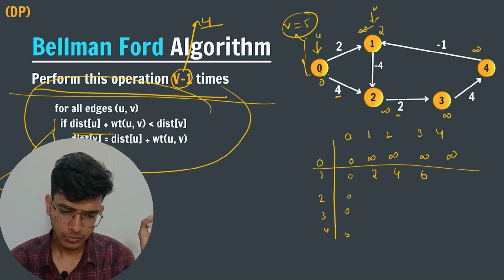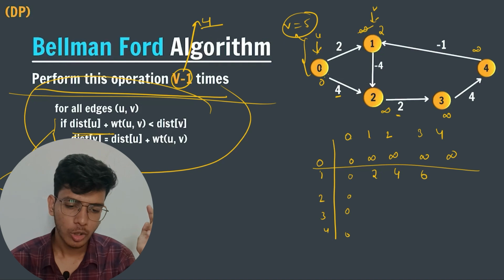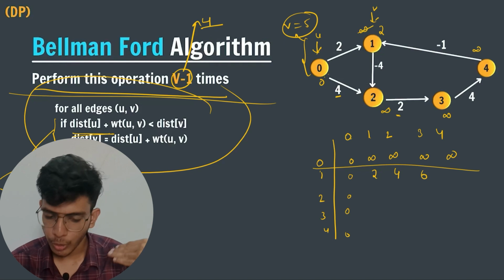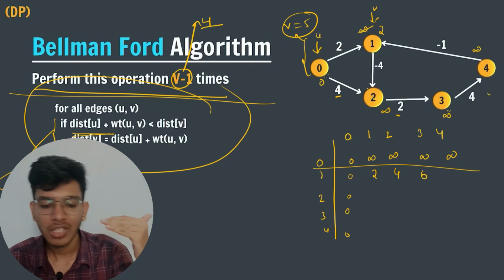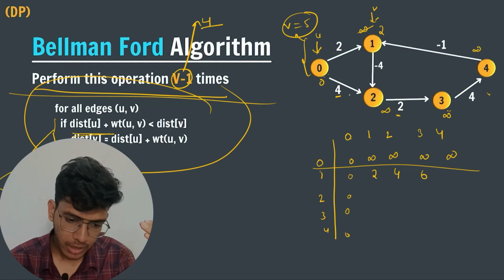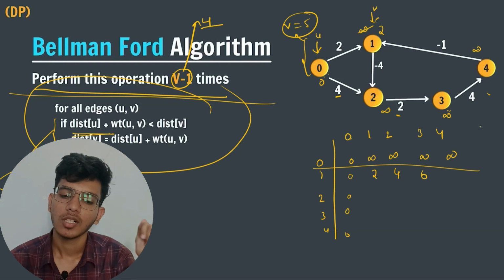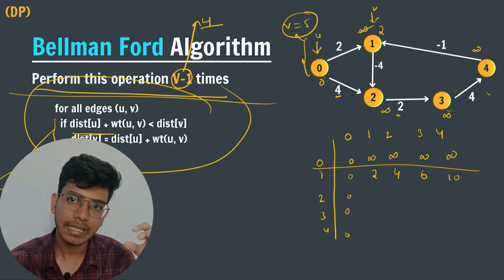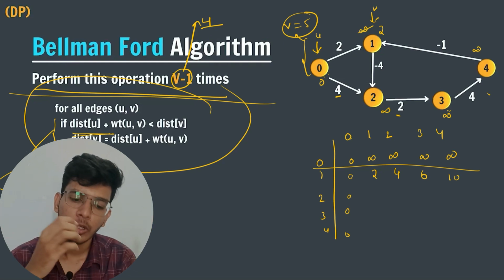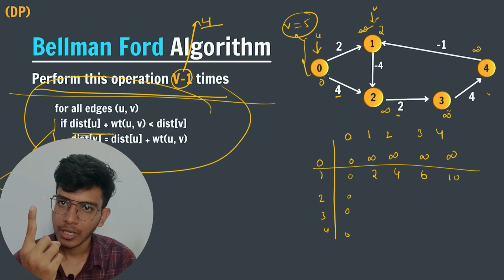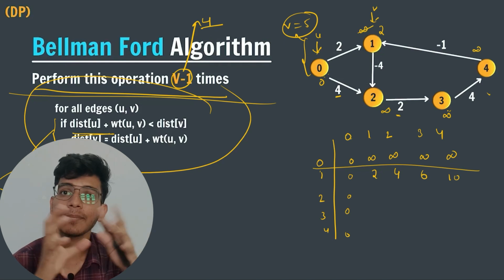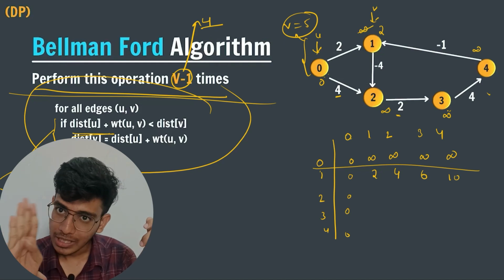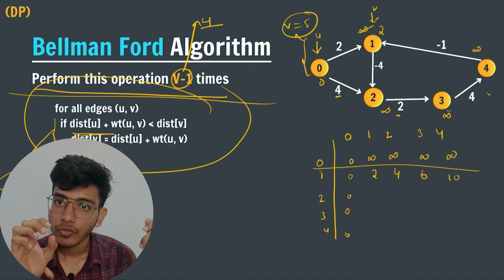Now for 0 to 4, you can see that I have only one path again. I can go from 0 to 2, 2 to 3, and 3 to 4. So the distance will become 4 plus 2 plus 4, which is 10. Now in iteration 1, I have calculated all the paths, and you can observe that I have chosen only one path, and there can be n number of paths between two nodes. So again within iteration 1, I will check whether there is another path for any node.